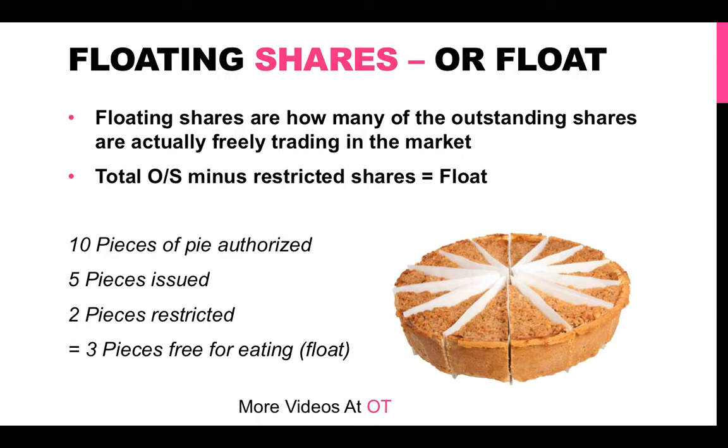Okay, if you look down there, we have 10 pieces of pie authorized. I sold or issued 5 of those pieces, but 2 of those pieces I restricted. So you take the OS, which is the 5 pieces, minus the restricted shares, which is the 2 pieces. Now I have 3 pieces free for eating, or those 3 pieces are the float. So that's the difference between the outstanding shares and the float. The AS is how many they can sell, the OS is how many they have sold, and the float is how many are actually in the market.